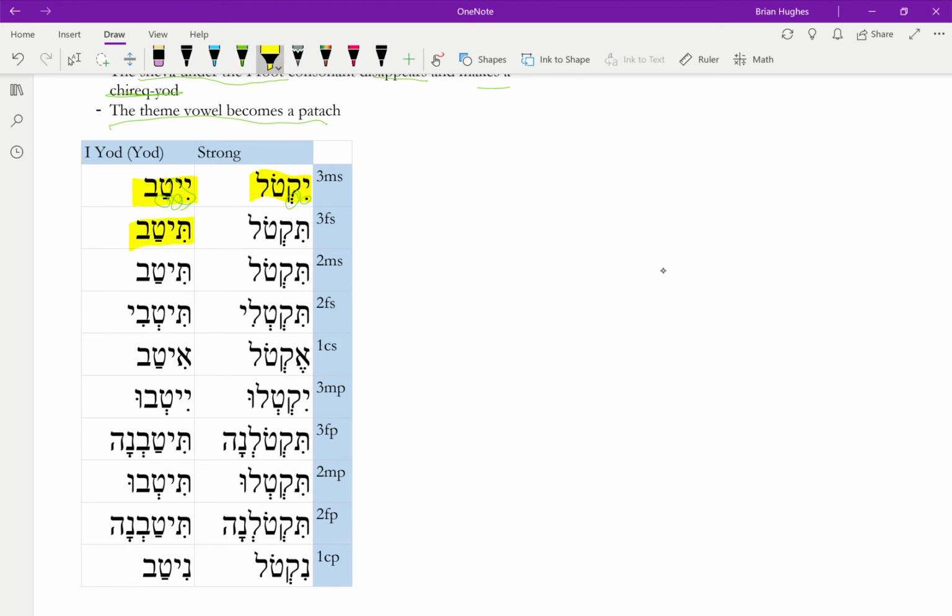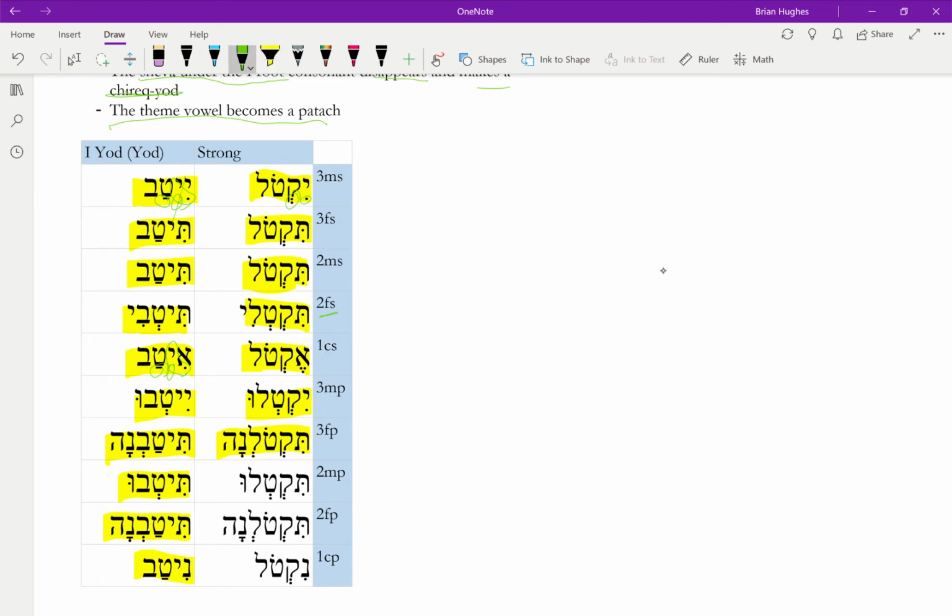We get titav instead of tiktol for both third feminine singular and second masculine singular. Instead of tiktali, we get titavi, T to V, T to V. So this would be you are good, this second feminine singular, you are good, or you will be good, or you are being good, something like that. Ektol is our first common singular in our strong paradigm, but with the first yod it becomes etav. So again, we've got no shava here, so we get this hirek yod, and then the patak theme vowel. Instead of yiktalu, we get yitavu. Tiktolna is the strong root, but with this weak root, we get titavna. And then titavu, titavna, and nitav.